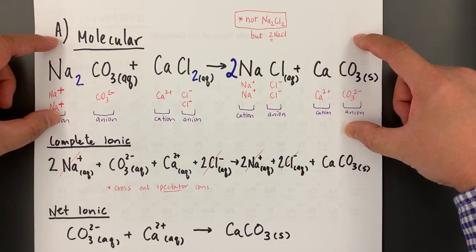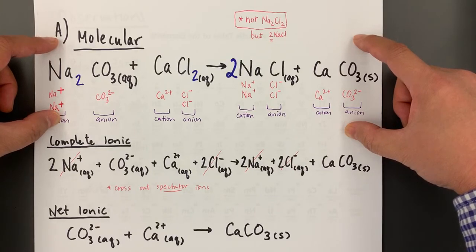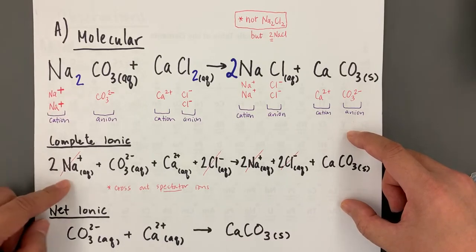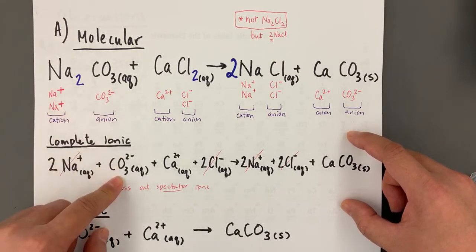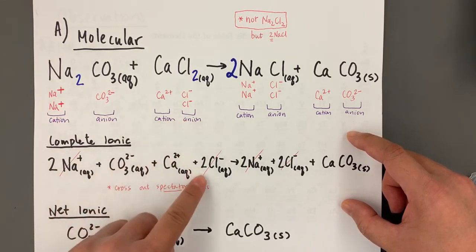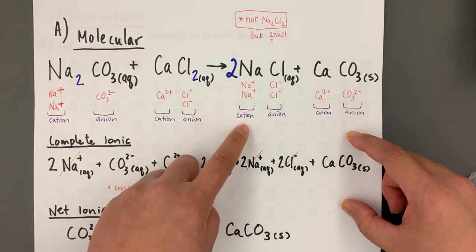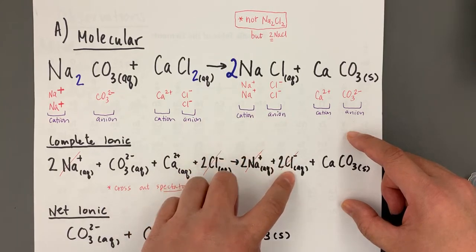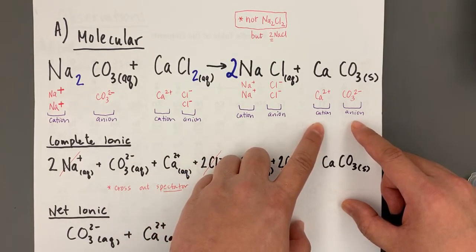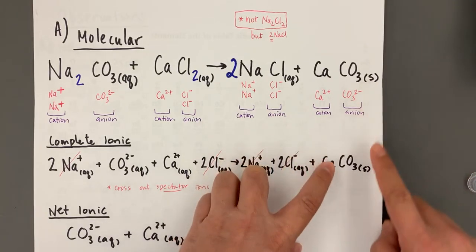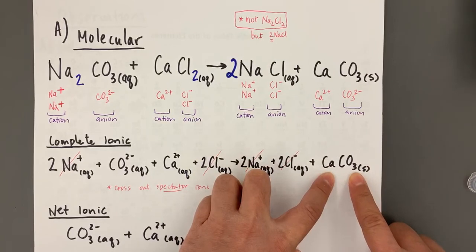To do the complete ionic, you're really just writing down all the ions that are floating around in solution. So the complete ionic is you've got 2 sodiums, so 2 Na+, CO3 2-, calcium 2+. You've got 2 chlorides, so you write 2 Cl-. Then you've got 2 Na+, 2 Cl-, and calcium carbonate. Because it is a solid, you do not split that up, so you should have calcium carbonate as a solid.